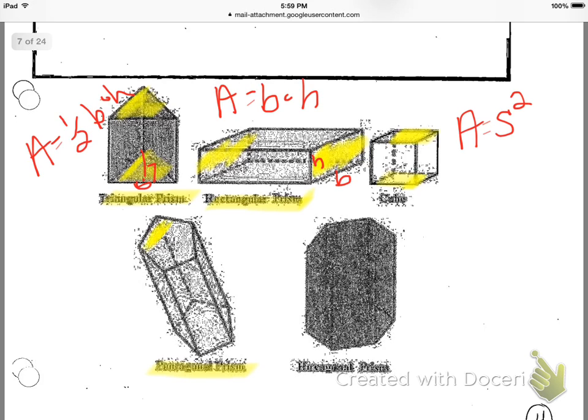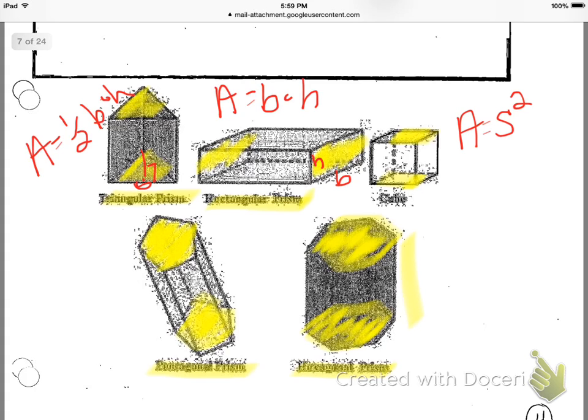And we know it's a pentagon because it has 5 sides. And so since you have 2 of those, they can be considered your bases. And next to it you have a hexagonal prism. So 1, 2, 3, 4, 5, 6. And again, we have 2 of those, so those become your bases, and then your height comes from the side.